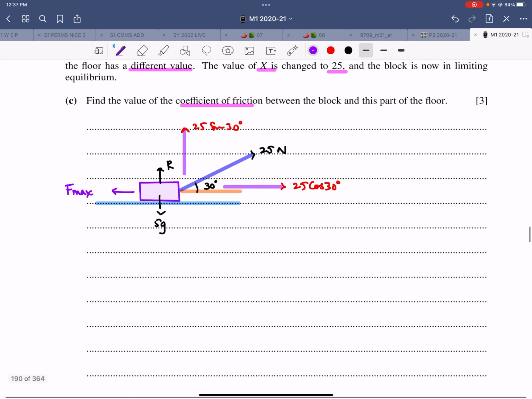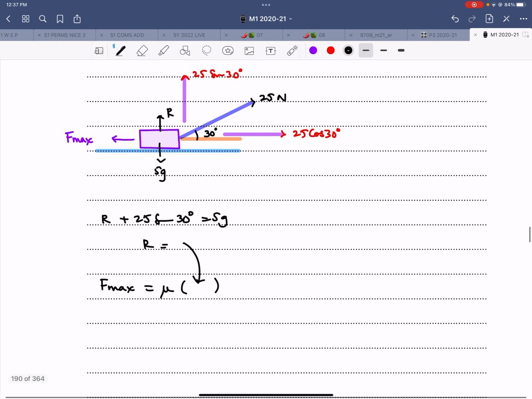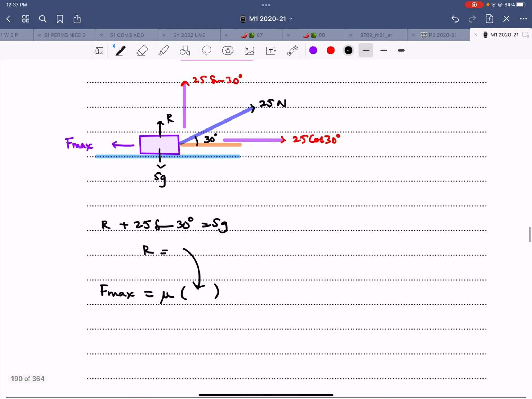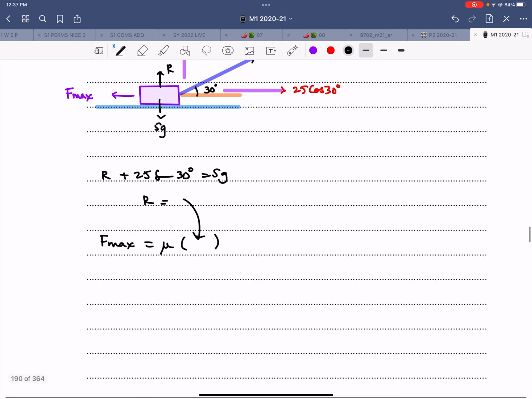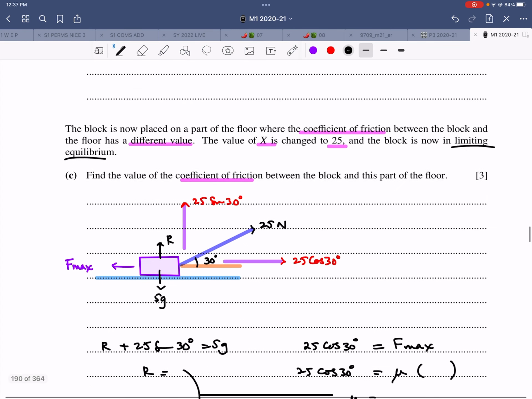So now R plus 25 sine 30 equals 5g. You will find the value of R. That's the first thing, a numerical value. F max is equal to mu multiplied by this value of R. And it's in limiting equilibrium. That means it's about to move but not moving. So therefore, you would say 25 cos 30 is the same thing as F max. So 25 cos 30, whatever the value is, is equal to mu times the value of R, and hence you will find the value of mu. So this question is also done.